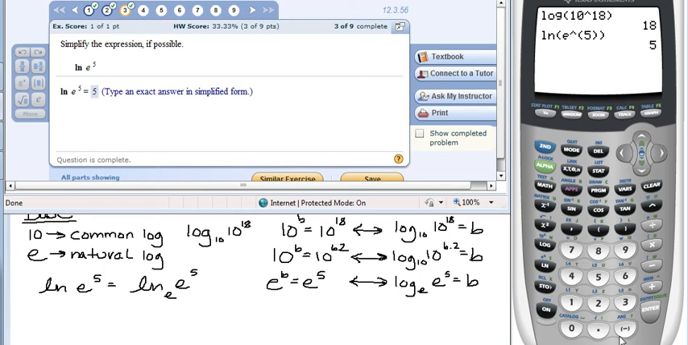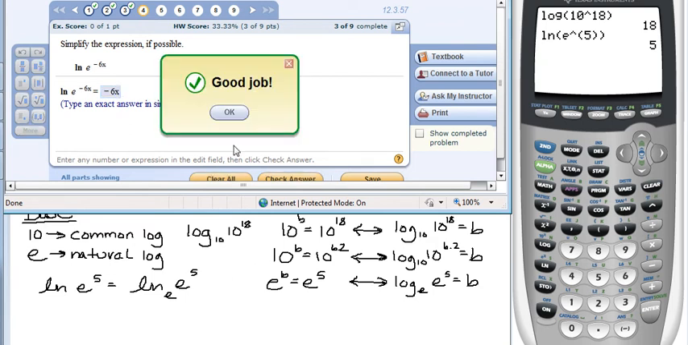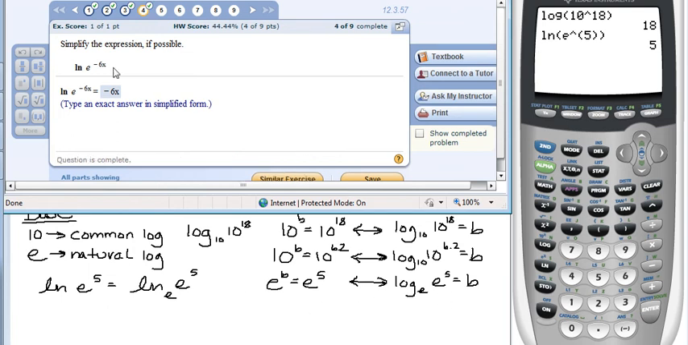5. Okay? Same thing here. What would be your answer? Negative 6x. Good job. You can throw it in here like that.